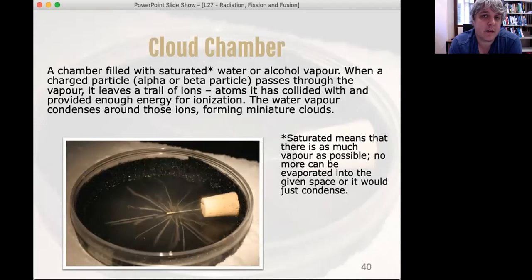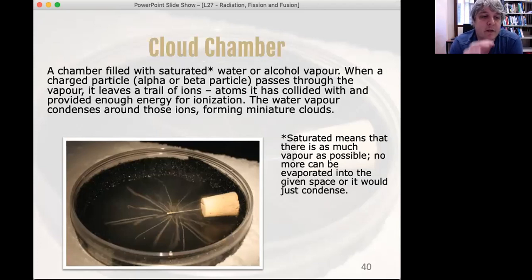But when the radioactive particle emits radiation, that charged particle, alpha or beta, right? Alphas are helium nuclei, so they're positive. Betas are electrons, so they're negative. They pass through the vapor and they collide with the water vapor, and they leave a trail of ions. Right, so those are the atoms it's collided with and provided enough energy for ionization, just like we had with the Geiger counter method. So the atoms now that are in the water vapor are now ionized. And the particles in the gas are ionized.